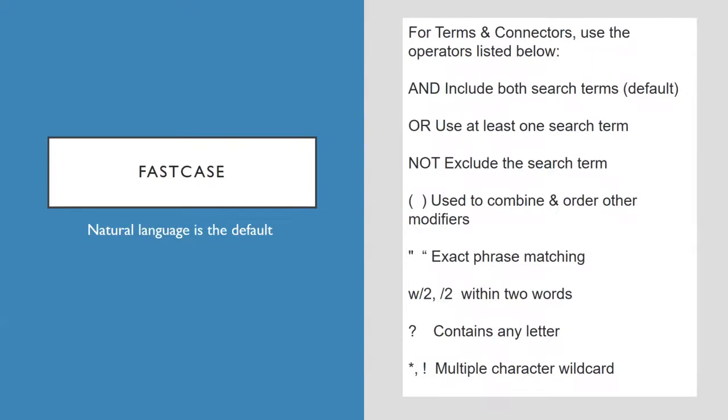Now Fastcase is very simple in the way it does things. Natural language is the default, and the terms and connectors are very similar to what you just saw with Bloomberg, but it just doesn't have as many. For instance, within two is the same as within next. Within 2 words, you want this.